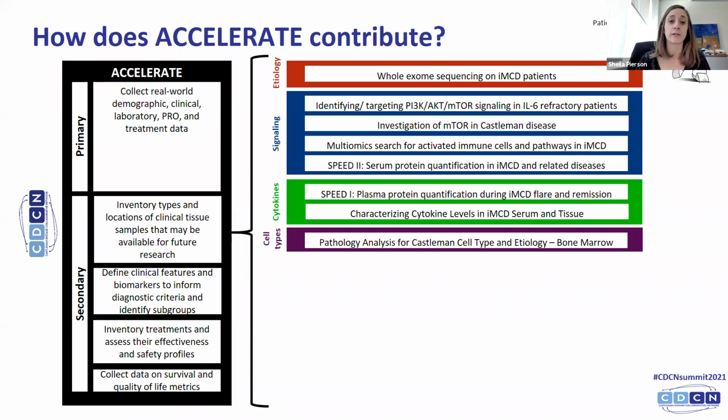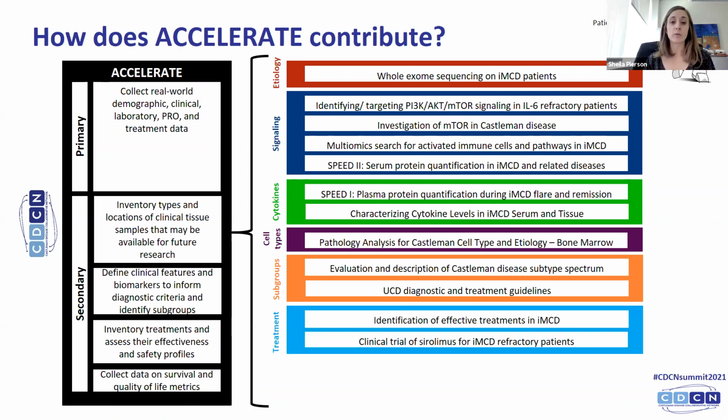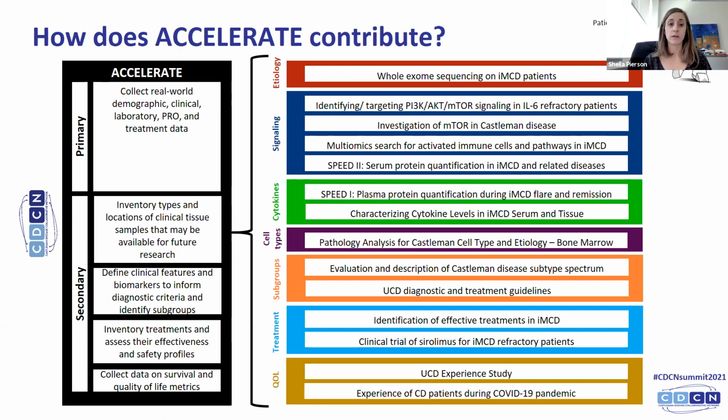We can also study different cell types that might be involved in Castleman disease to better understand how to treat it. We've been studying subgroups of patients. So of course, we have the unicentric, the multicentric, but even deeper down, there appear to be these different subtypes that we're able to study with Accelerate. We're able to look into the treatments used in IMCD and how effective they've been. And we've been able to use Accelerate to identify patients who might be good candidates for our clinical trial for sirolimus. And lastly, we're able to look into the quality of life.